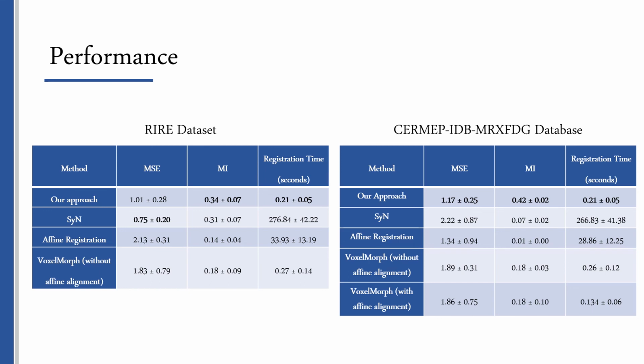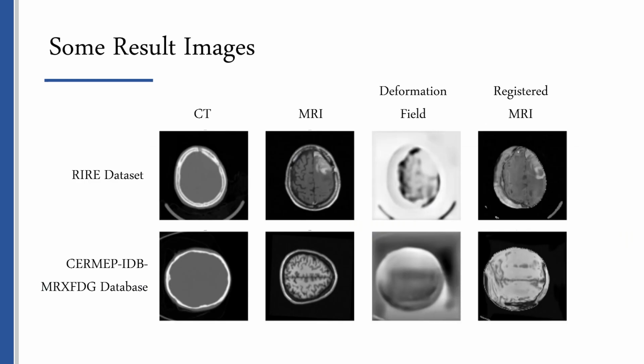We report the highest mutual information and close to minimum mean squared error. We also report the fastest registration time. Here is a result image from each dataset. We can observe that the MRI has been warped to the shape and size of the CT, with some of its features altered due to registration.